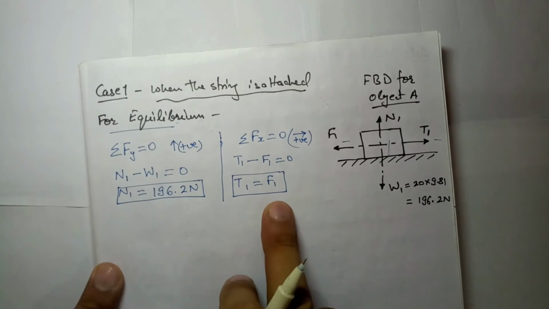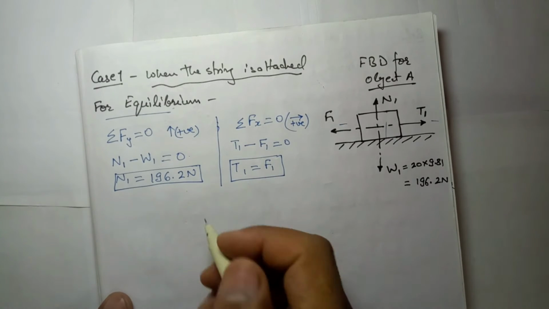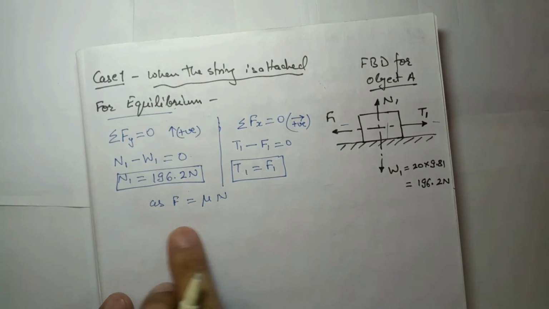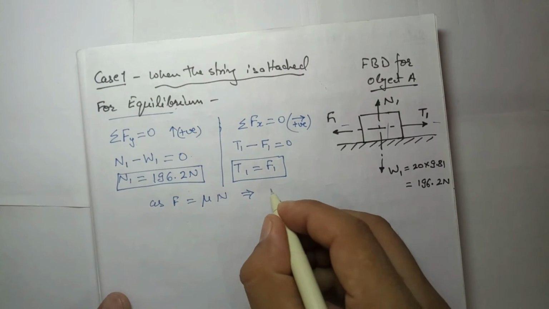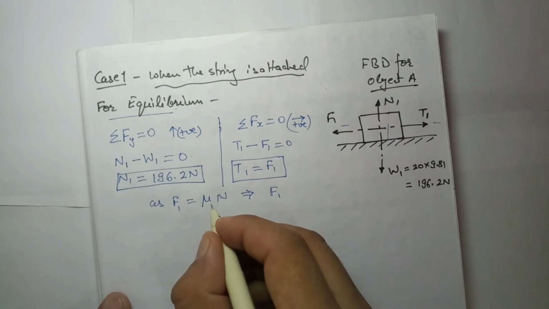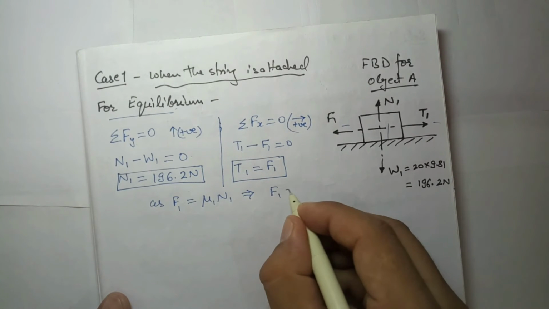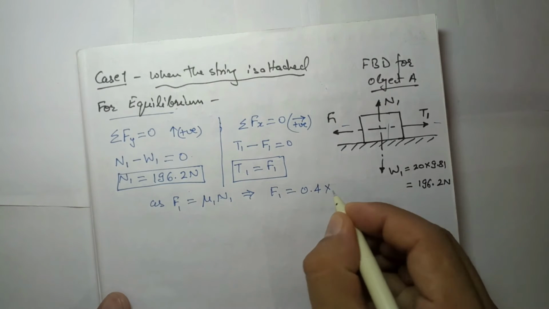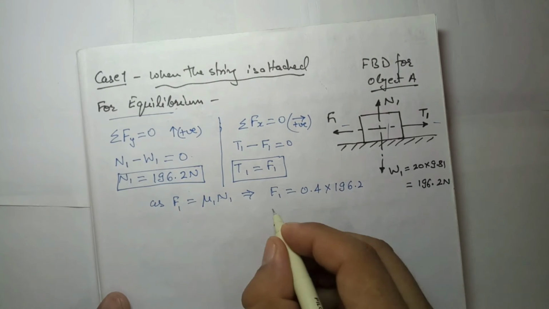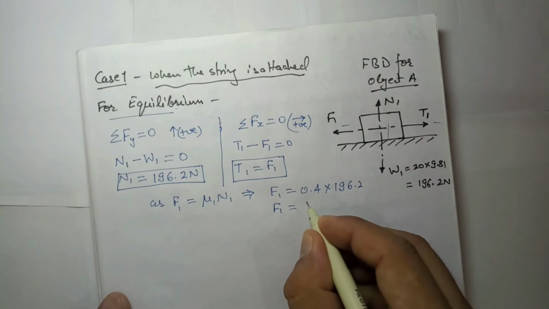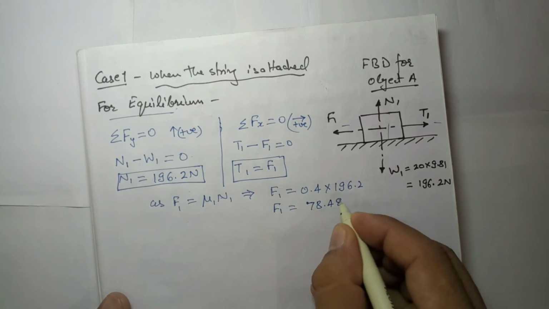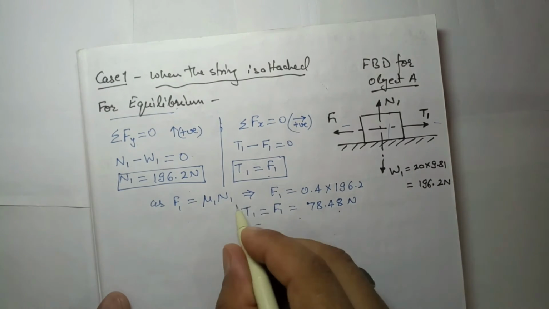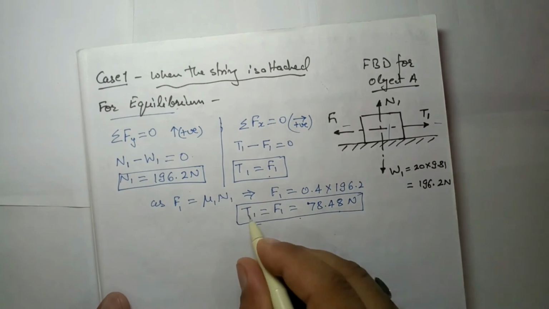But we can find out the value of friction. We have the value, we have the formula. We know that friction is equal to coefficient of friction into normal reaction. We know this, so we apply this and we will get friction. We can say F1, we use 1 for the first object. So F1 is equal to mu static into normal reaction. We have calculated 196.2, so we get F1 equal to 78.48 Newton. So if we fill this value, we can say tension will be equal to friction. So this is the value which we get for tension.